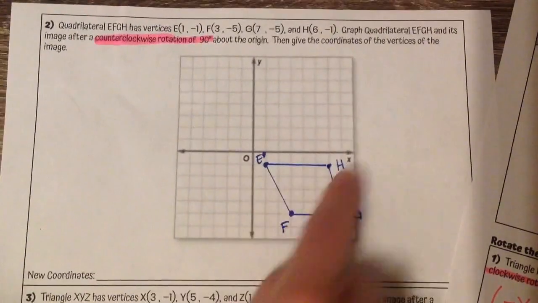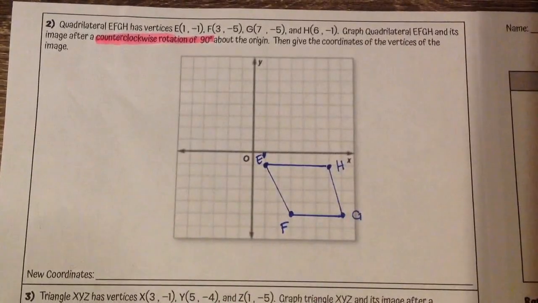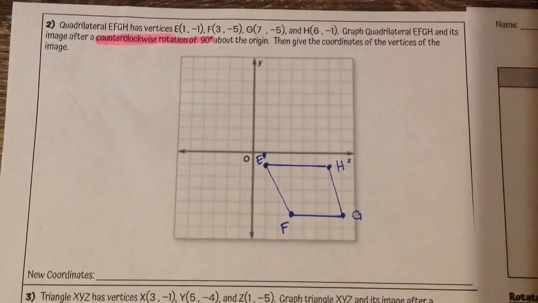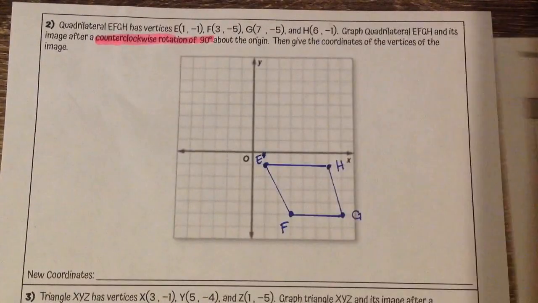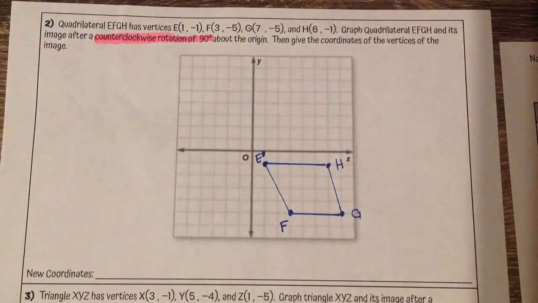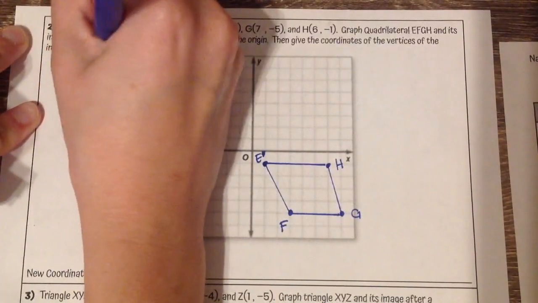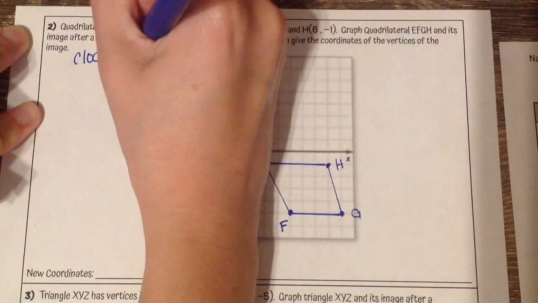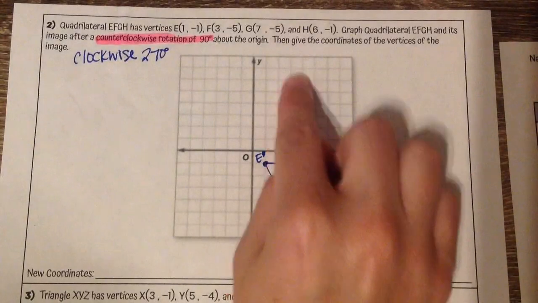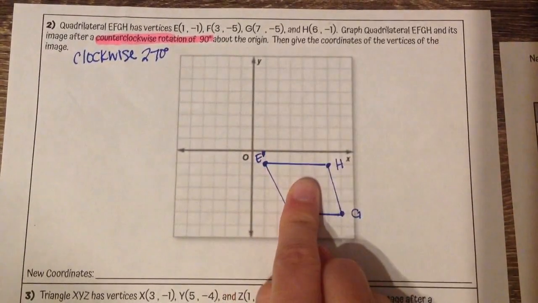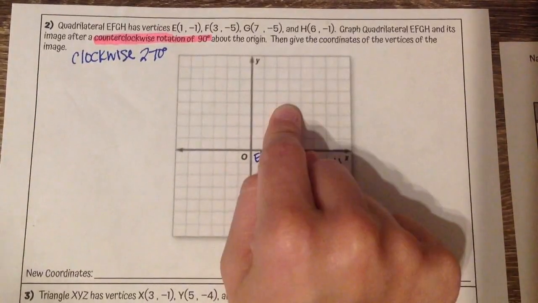It's going counterclockwise, which means it should end up here. But we need to think about it in opposites. We have to bring everything back to these clockwise rotations. So counterclockwise 90 degrees is the same thing as clockwise 270 degrees. Because again, we said counterclockwise 90 should bring us right here. If we went clockwise 270, 90, 180, 270, it brings us there.